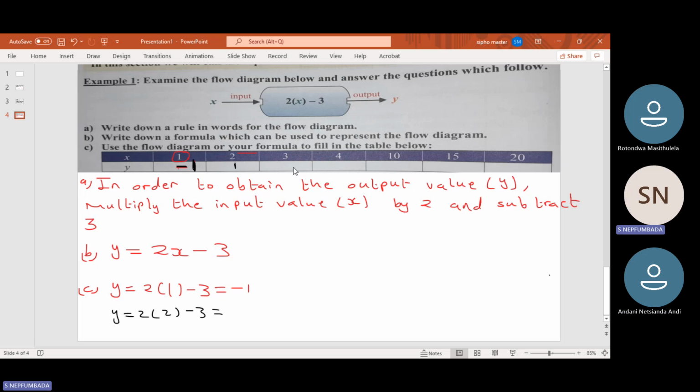When we substitute with 3, we get 3. When we substitute with 4, we get 5. When we substitute with 10, we get 17. When we substitute with 15, what did we get? 27. When we substitute with 20, we get what? 37.